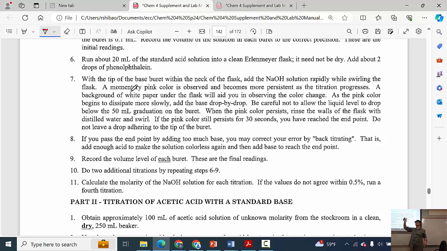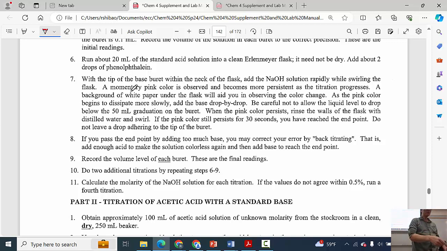But if I swirl this, what you want to do is make sure that pink color lasts for 30 seconds. The pink color has got to persist for 30 seconds, and it does. So am I done? No, I'm not done. Because do I know if that was within a half a drop? No, I have no idea. I just stopped when it turned pink like this.